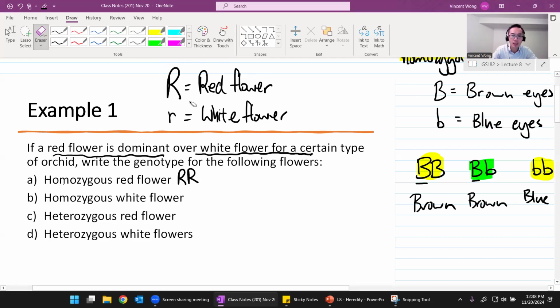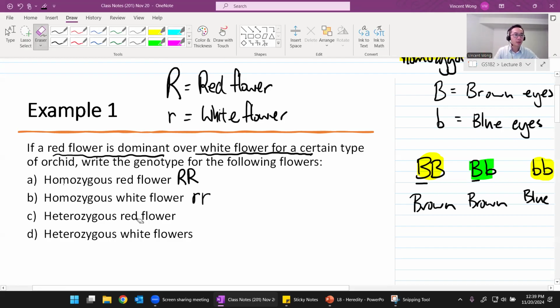According to what we wrote here, the white flower is going to be small r. So small r, small r. Again, you're not going to use WW, okay? You have to use the same letter for the solution to make sense. It may not seem like a big deal, but it is a big deal, because if you use different letters, you're going to confuse yourself when you try to solve the problem, and then you're going to get the wrong answer.